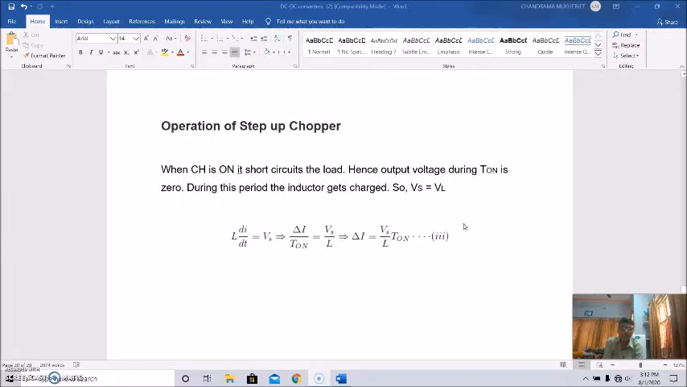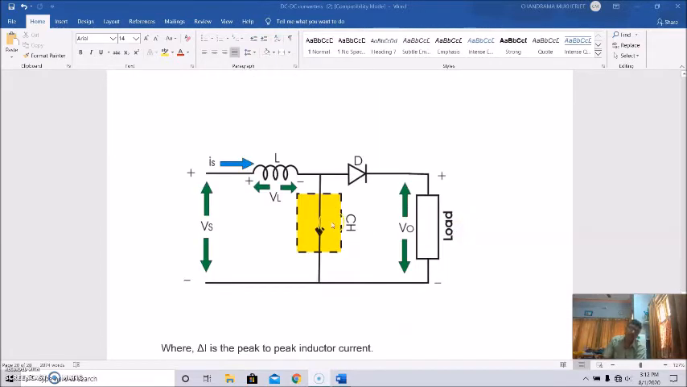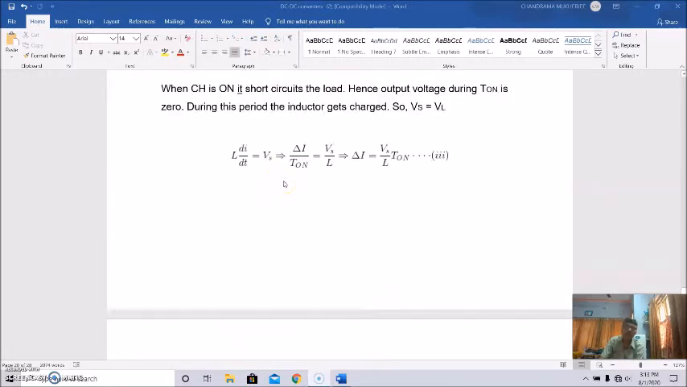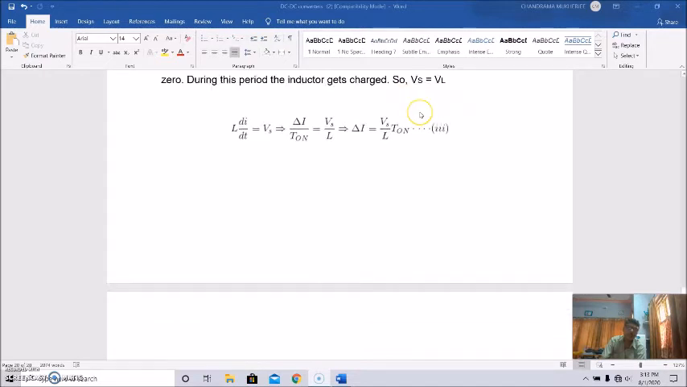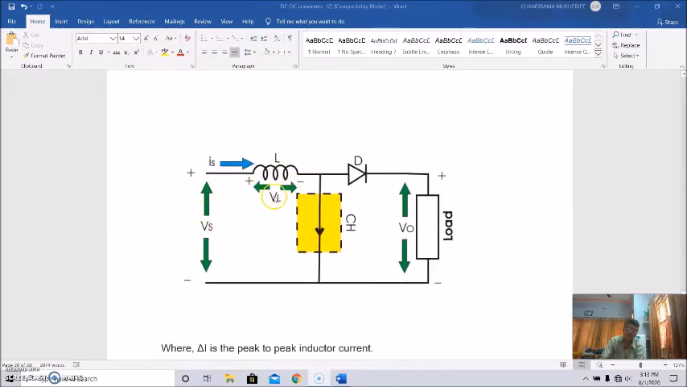Now, consider when the chopper is on. What will happen? This load will be bypassed, since the chopper is short circuiting the load, so no current will flow through it. As a result, the output voltage will be zero. But at the same time, during the on condition, this inductor or choke will be energized, storing energy. Hence output voltage during turn on is zero, and during this period the inductor gets charged. So the source voltage is the inductor voltage, Vs equal to VL.